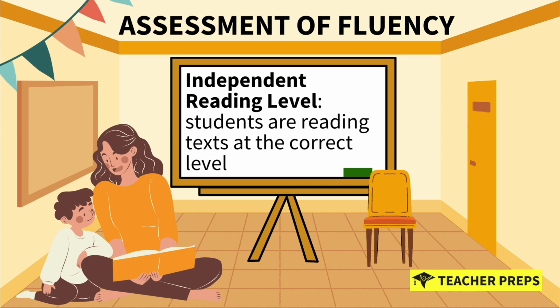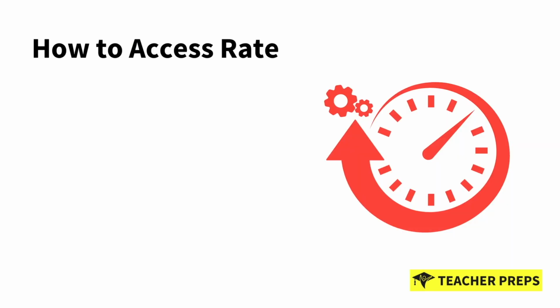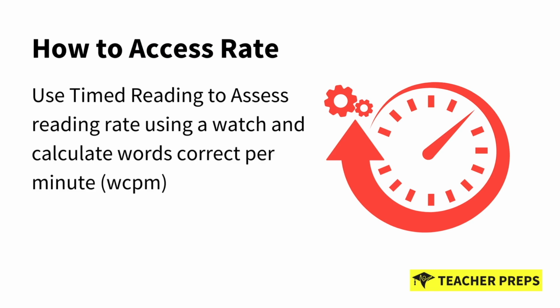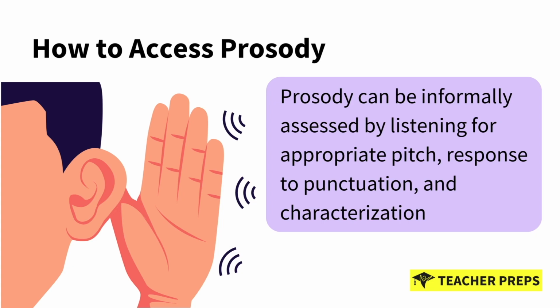During an assessment, find books at students' independent reading levels. Now let's discuss how to assess a student's reading rate. We use timed reading to assess reading rate and use a watch and calculate words correctly read per minute. Prosody can be informally assessed by listening for appropriate pitch, response to punctuation, and also characterization.